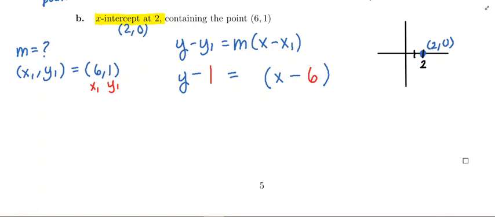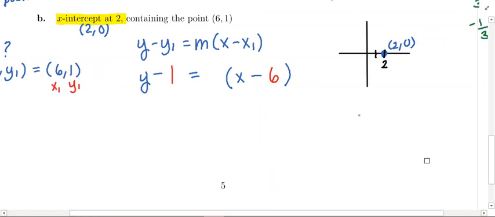All right, so what good is this? Well, now we know 2 points on the line, not just 1. Since we have 2 points on the line, (2, 0) and (6, 1), now we can compute the slope. Because if we label these points, we've already labeled (6, 1) as the x1, y1.